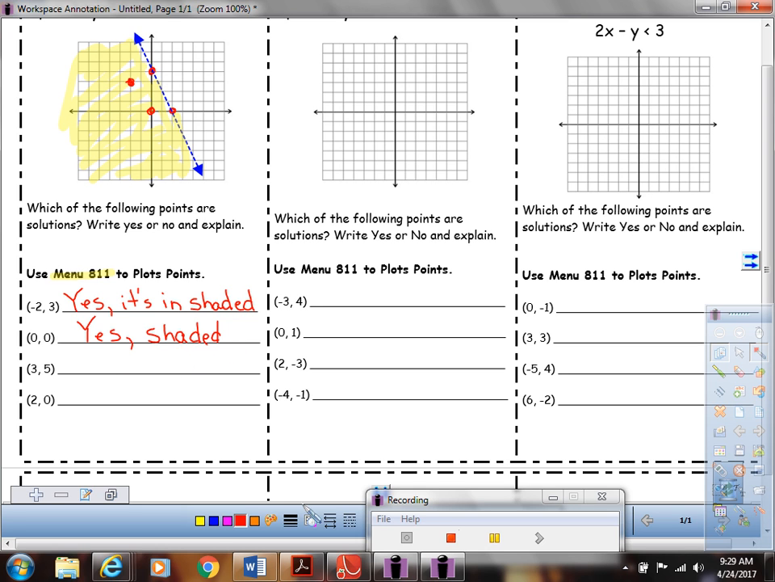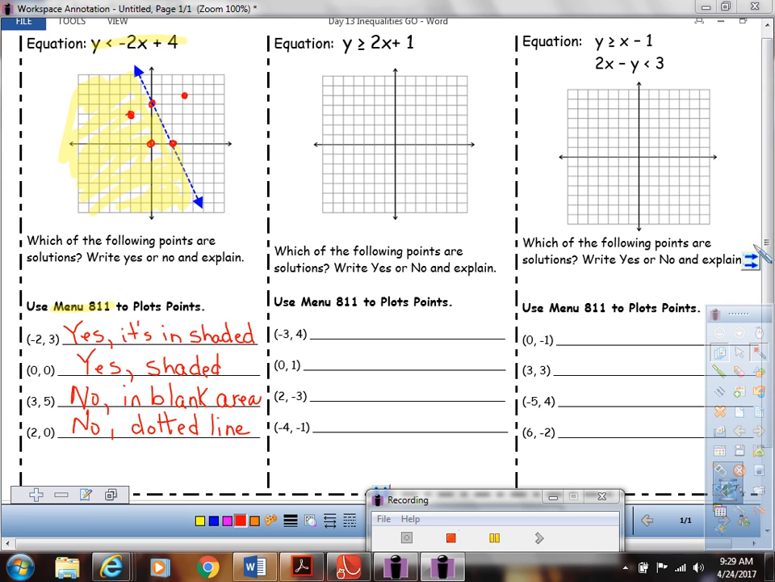What about 3, 5? No. That's a no. If you look over here, 1, 2, 3, 1, 2, 3, 4, 5, that's going to be a no. Why? Because it's in the blank area, or just put in blank space. And then what about 2, 0? No. 2, 0 is right on the line, isn't it? Yes. So that's a no because it's dotted. Say no, dotted line. If it was solid, then it would be a yes. So no, it's not an answer.